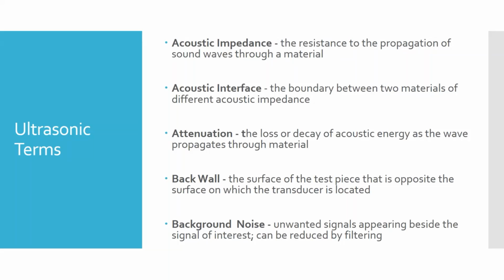Acoustic attenuation: the impedance is what resists the sound, and the attenuation is the actual loss of energy, or the reduction in amplitude, as the energy goes through the material. The back wall: I mentioned with this on my hand, I have my front wall echo. The back of the part is called the back wall echo. When we had the slinky, the back wall was down at the far end when Colin was holding on to the slinky. That was our back wall, and then the echo coming back off of that was the back wall echo. And then finally, we're going to have background noise.